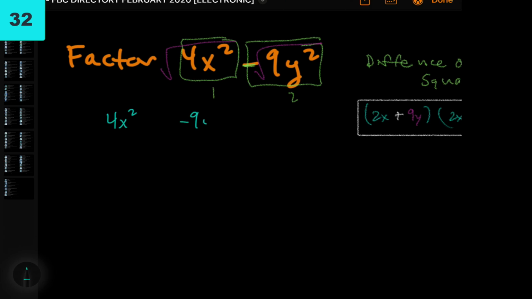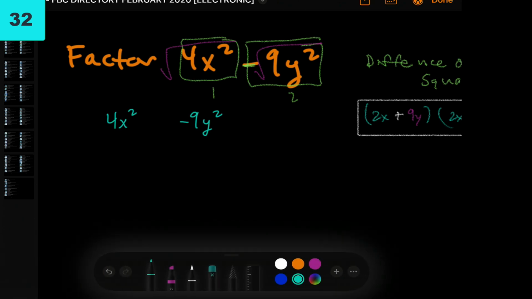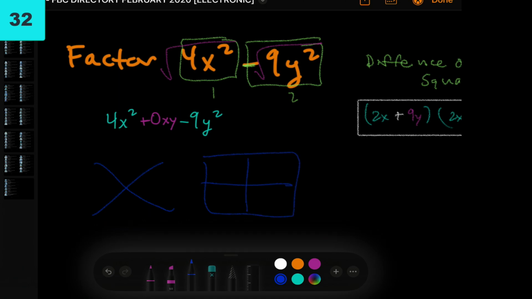I'm going to split them apart, and I want to make it a trinomial. So what I'm going to do here is add a plus 0xy. Now you can imagine if it just was like 4x squared minus 9 without the y squared. So we're going to do the same thing. We're going to put it into an x and then a box. And then I think you'll see that it's the same.